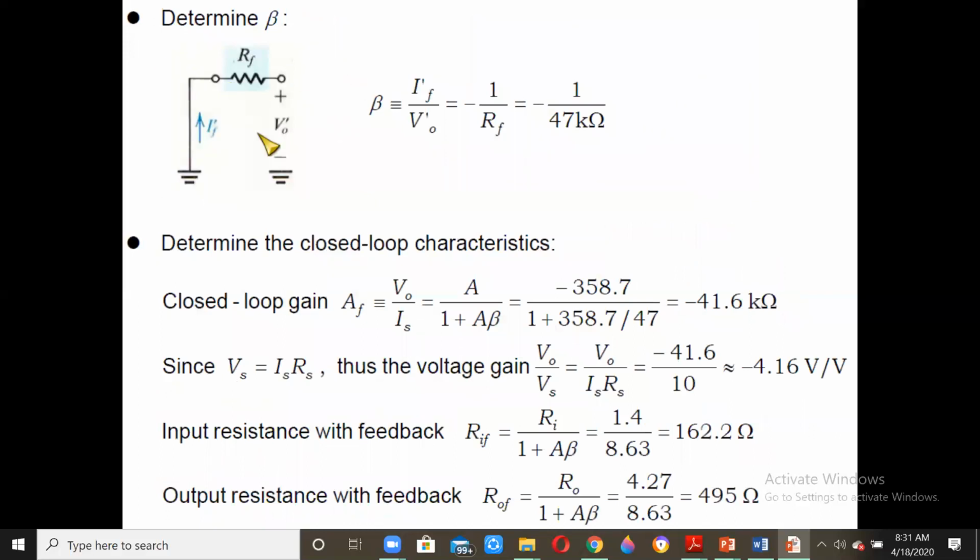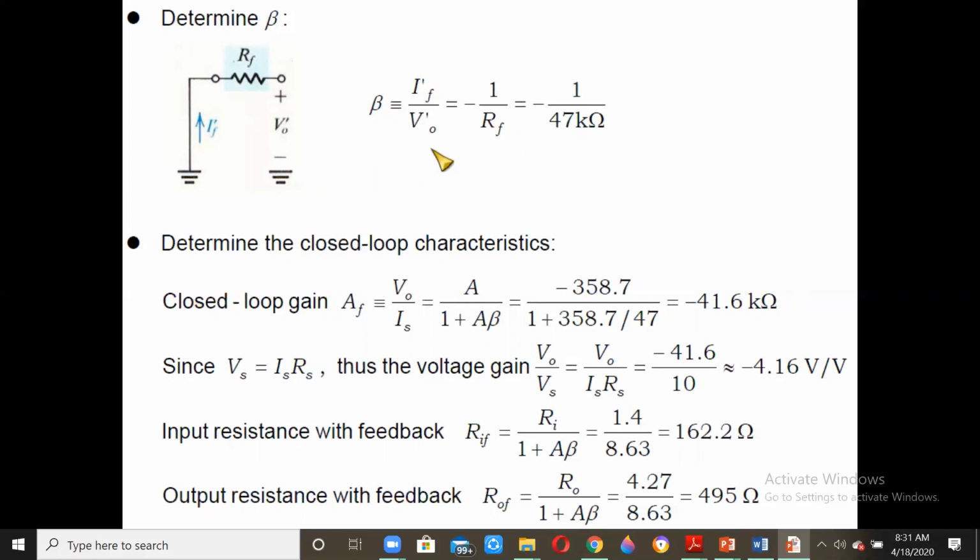Then we come to the beta network over here. The beta network has V naught dash here and IF here. Therefore, beta is equal to IF dash by V naught dash. IF is flowing like this over here, in the reverse direction. Therefore, this will be minus 1 by RF, which is equal to minus 1 by 47 kilo ohms.